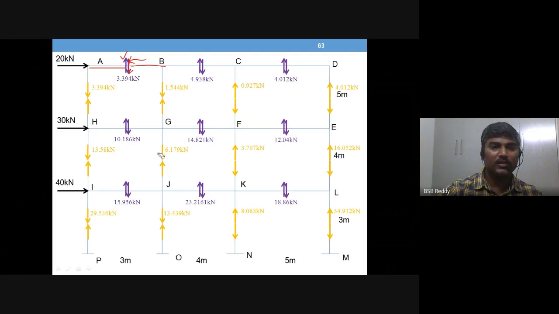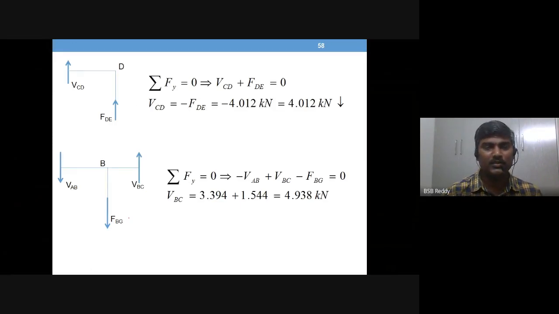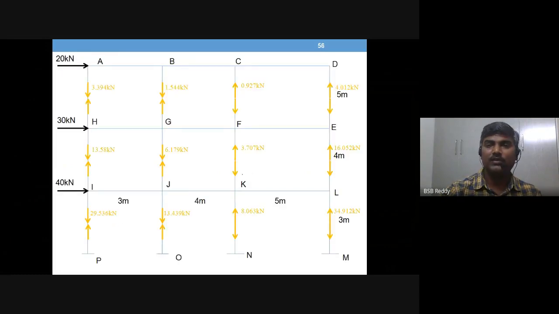Going for the next value. Next beam you may take next. So go back to that. Next joint D is taken. So what is going to be there at joint D? You see that? Here is a point of contraflexure, here is another point of contraflexure. So you remove this portion separately. That's all.